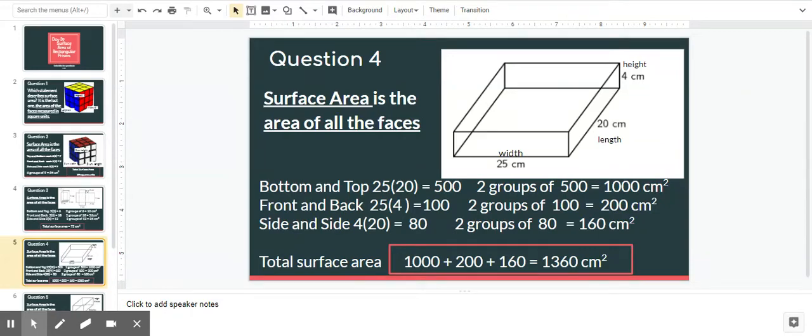Let's look at question 4. Again, every question is asking you about surface area. Remember, it's the area or the square units on all of the faces of a three-dimensional object. So this box has 6 faces, top and bottom, that are going to match.